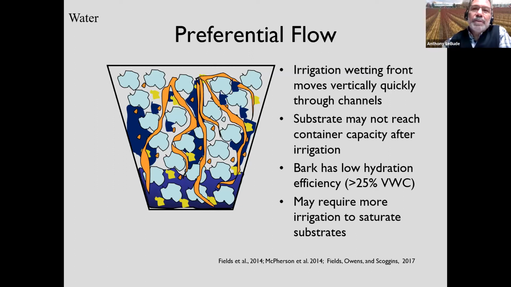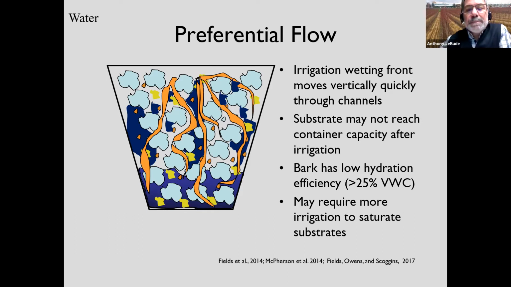It's going to preferentially flow to the areas where there's least resistance or there's moisture already. And you'd be surprised. I mean, you've probably all seen pulling containers out, half of it's dry. It's a worse problem in large containers with drip irrigation. And bark generally has what they call a low hydration efficiency. Once it gets down to approximately 25% water in the bark, it's very difficult to re-wet it to container capacity again. You can add more water to it, but it just is difficult saturating it.